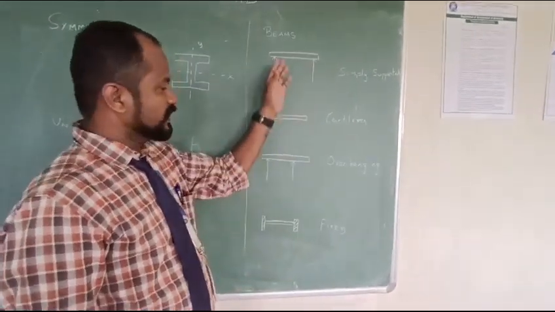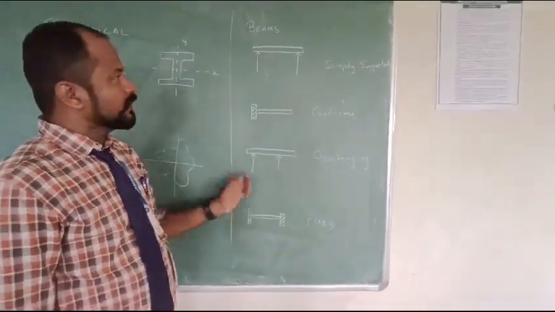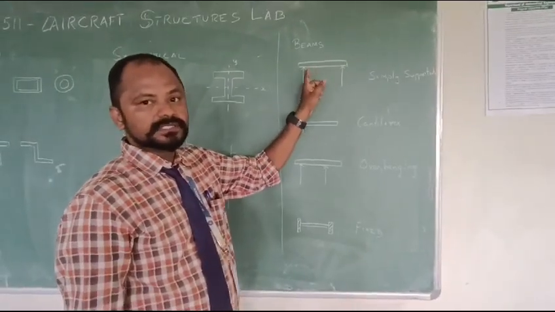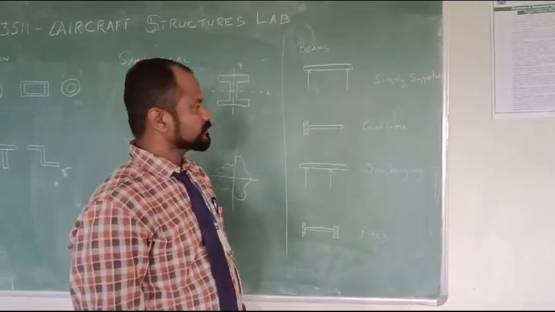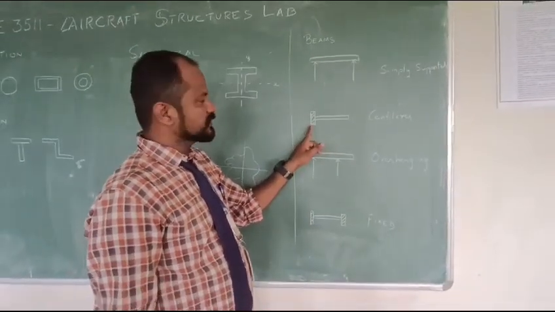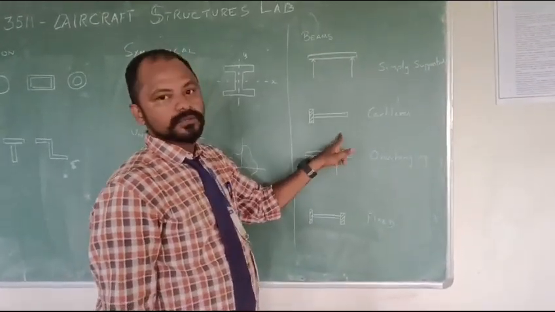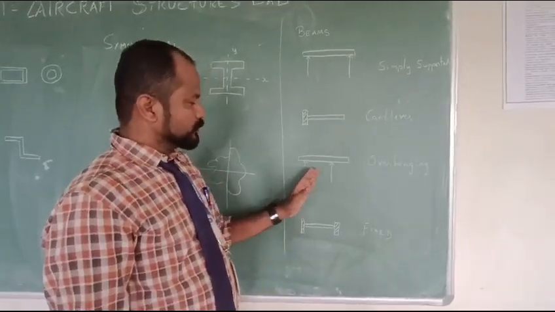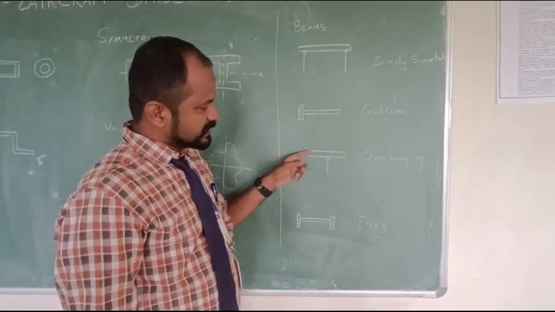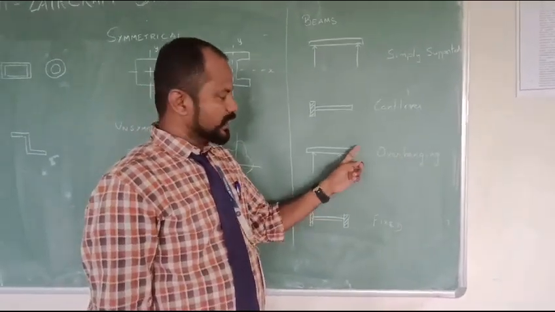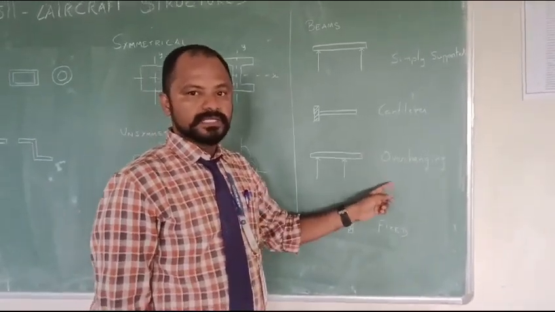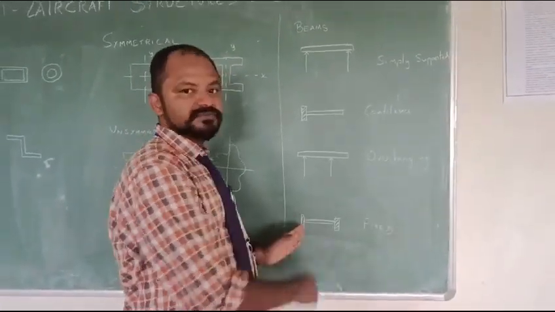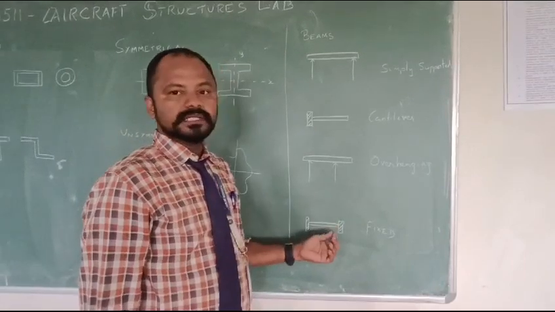Next we are coming to the beam types. There are basically four types of beams. Two supporting edges with one beam like this is called a simply supported beam. One end rigidly fixed and one end open to the load is called a cantilever beam. Two supports where the beam extends over the supports and overhangs like this is called an overhanging beam. And finally, if two ends are rigidly fixed and the load is applied, then this is called a fixed beam.